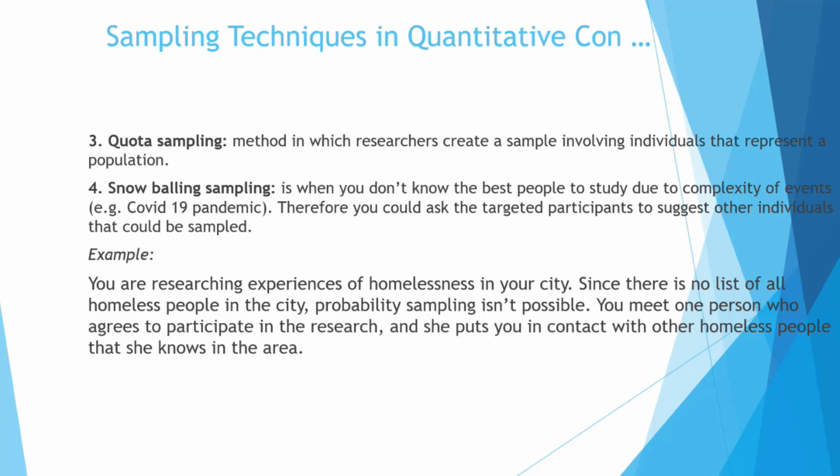Then you have another one, which is snowballing sampling. Basically, it's when you don't know the best people to study due to the complexity of events, like the COVID-19 pandemic, sorry. Therefore, you could ask the target participant to suggest other individuals that could be sampled. Colleagues, I think I've mentioned this. I did mention it in one of my presentations, if I'm not mistaken, how other students did apply this type of sampling.